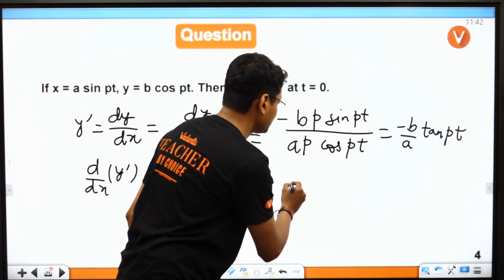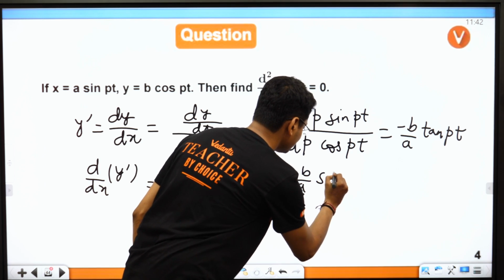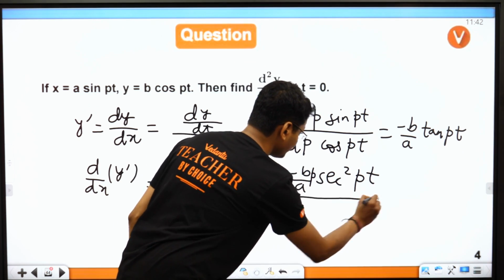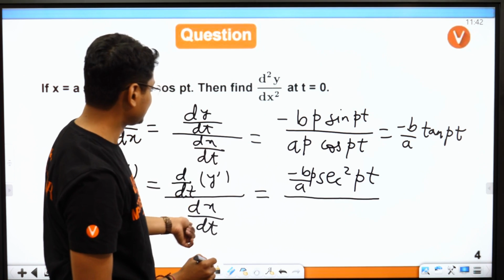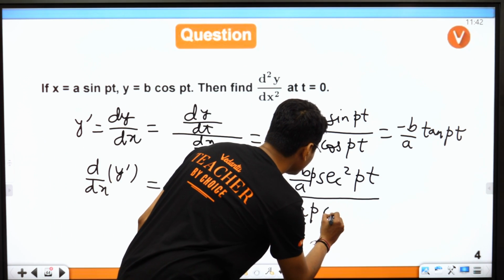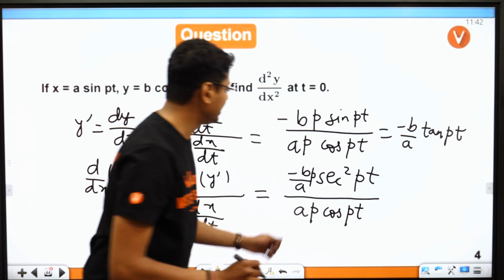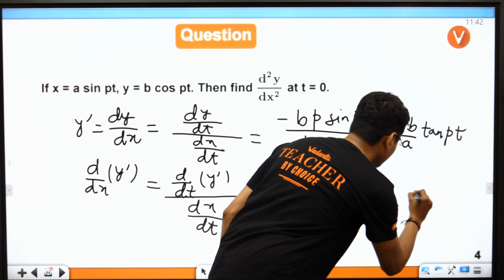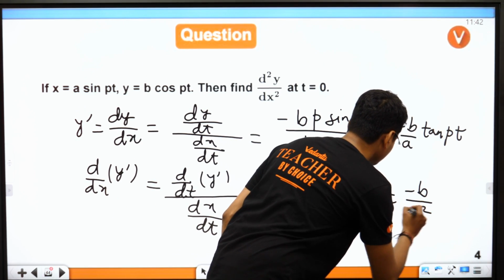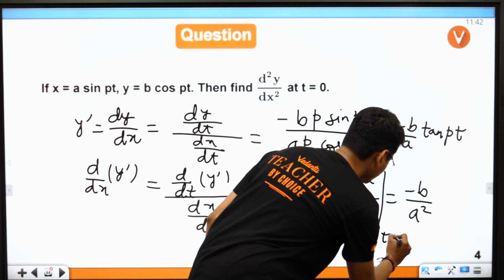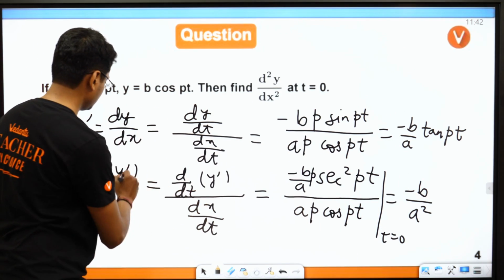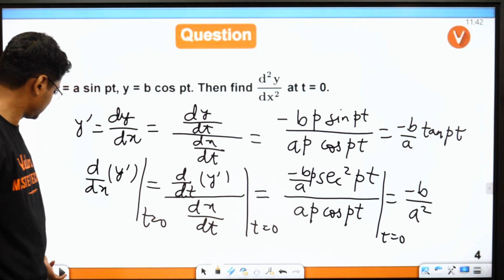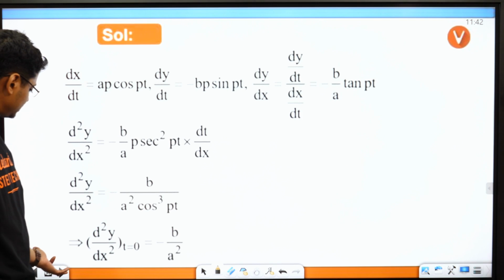So this becomes minus b by a sec square pt into p divided by dx by dt, which is ap cos pt. So at t equal to 0, this becomes 1, this becomes 1, p would cancel out, and it becomes minus b by a square at t equal to 0. All right, so this is what the answer is.